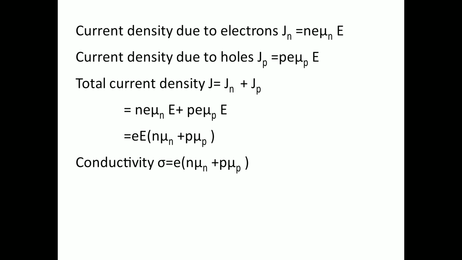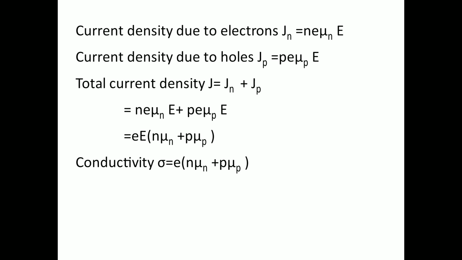Total current density J is equal to Jn plus Jp, the current density due to electrons and the current density due to holes. So J is equal to n e mu n E plus p e mu p E. Taking E common, J is equal to E (n mu n plus p mu p). Then conductivity sigma is equal to J by E, so sigma is equal to e (n mu n plus p mu p).